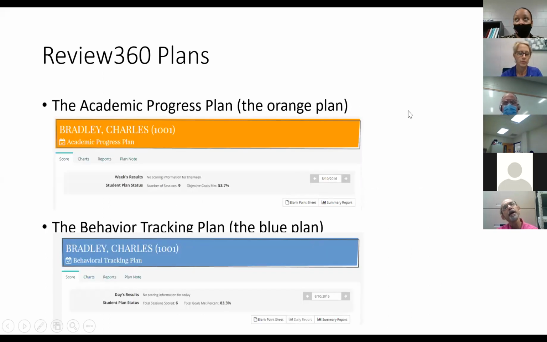All right, so there are two basic plans in Review 360, which are the academic progress plan and the behavior tracking plan. These days, we're pushing other areas in these plans to collect data. A lot of the resource teachers have begun to use the behavior tracking plan to track the usage of accommodations. Also, some of the teachers use the academic plan to track some of the behavior goals. You would probably never put an academic goal in the blue plan, the behavior plan, but given the nature of how the data is collected for functional and behavior goals, there are many goals that would actually be better in the orange plan. And we'll take a look at one of those in a little bit.